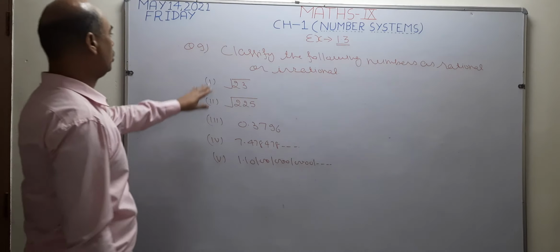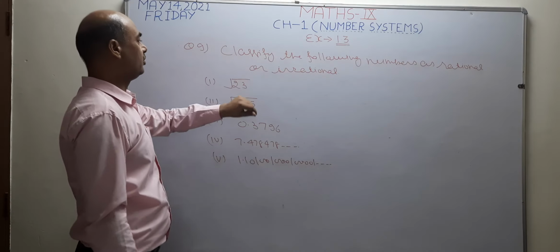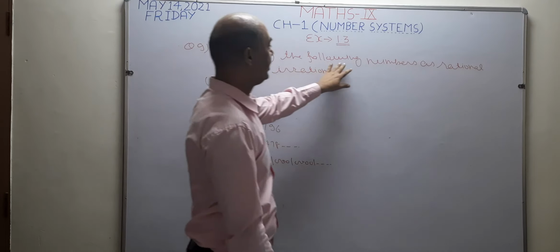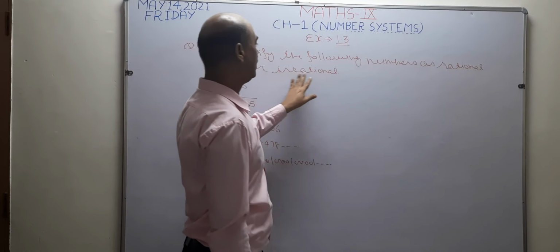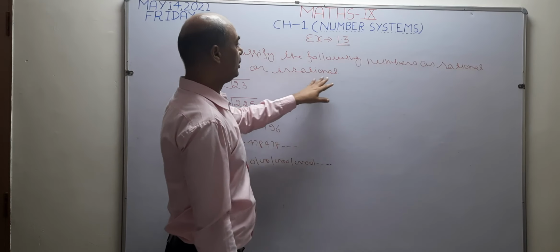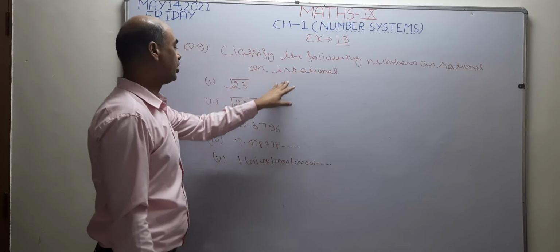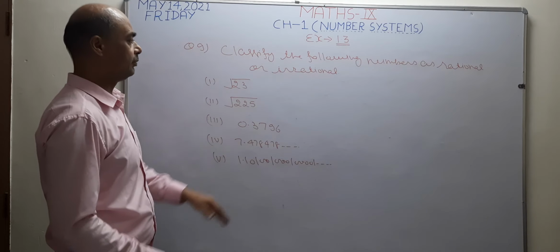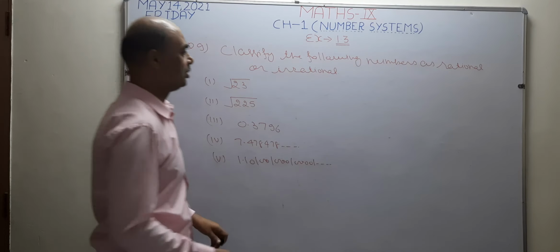Now I want to solve question number 9, exercise 1.3. What is given? Classify the following numbers as rational or irrational, whether it is rational or irrational. Before starting this question, I want to discuss some points.